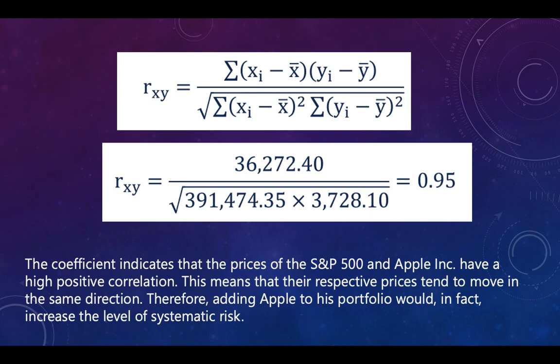So we can take this as a high positive correlation. The coefficient indicates that the prices of the S&P 500 and Apple Inc. have a high positive correlation. This means the respective prices tend to move in the same direction. Therefore, adding Apple to his portfolio would in fact increase the level of systematic risk. So this is the result he got.